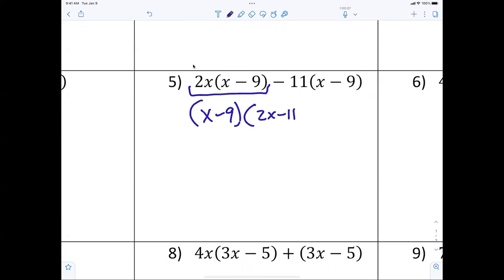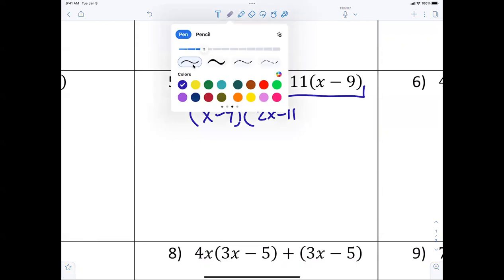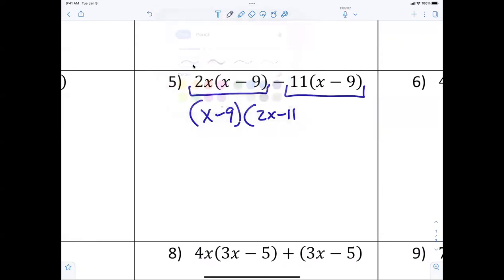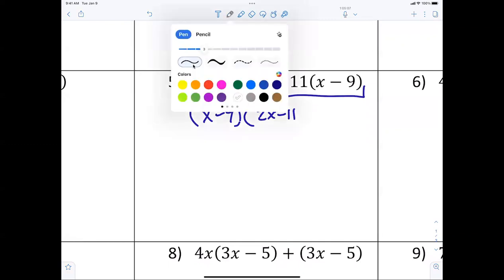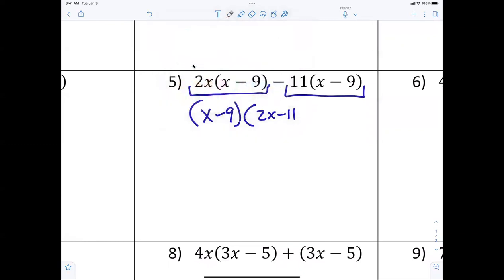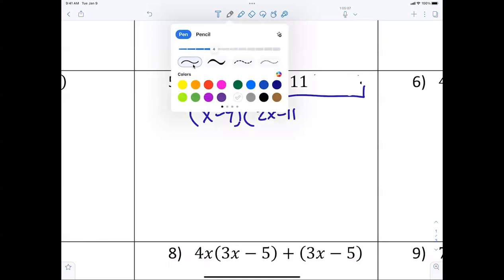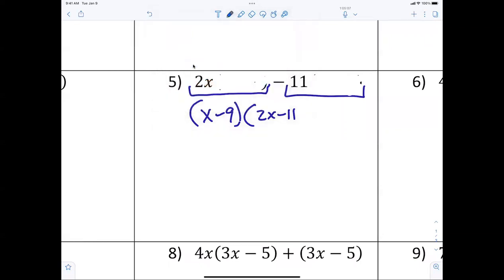This right here is a bucket. This right here is a bucket. I'm pulling out the X minus 9s. Now watch, I'm going to pull out the X minus 9 from this bucket, and I'm going to pull out the X minus 9 from this bucket. And what's left? Yes, there we go. There we have it.